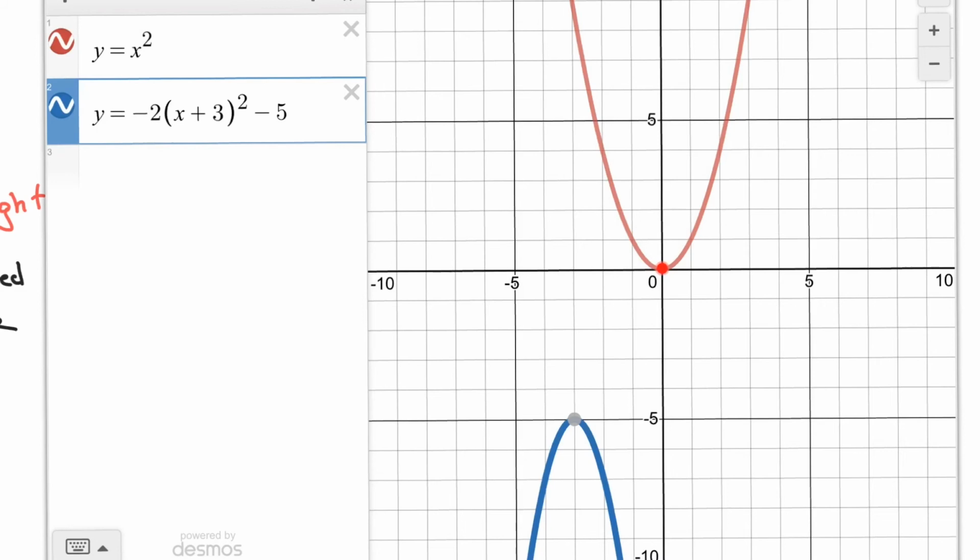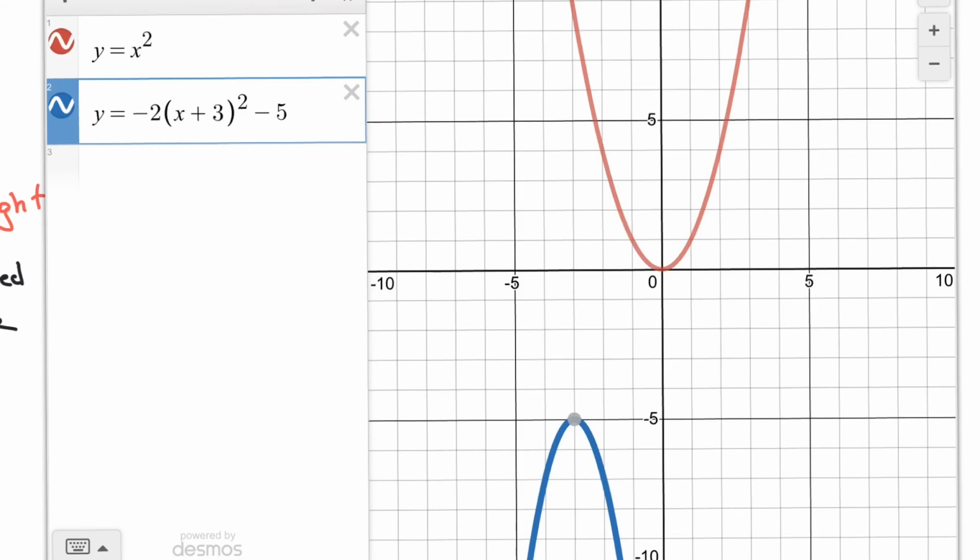So this vertex was moved 1, 2, 3 to the left, 1, 2, 3, 4, 5 down. Let me do that again. 1, 2, 3 to the left, 1, 2, 3, 4, 5 steps down. So that is your horizontal translation and your vertical translation.